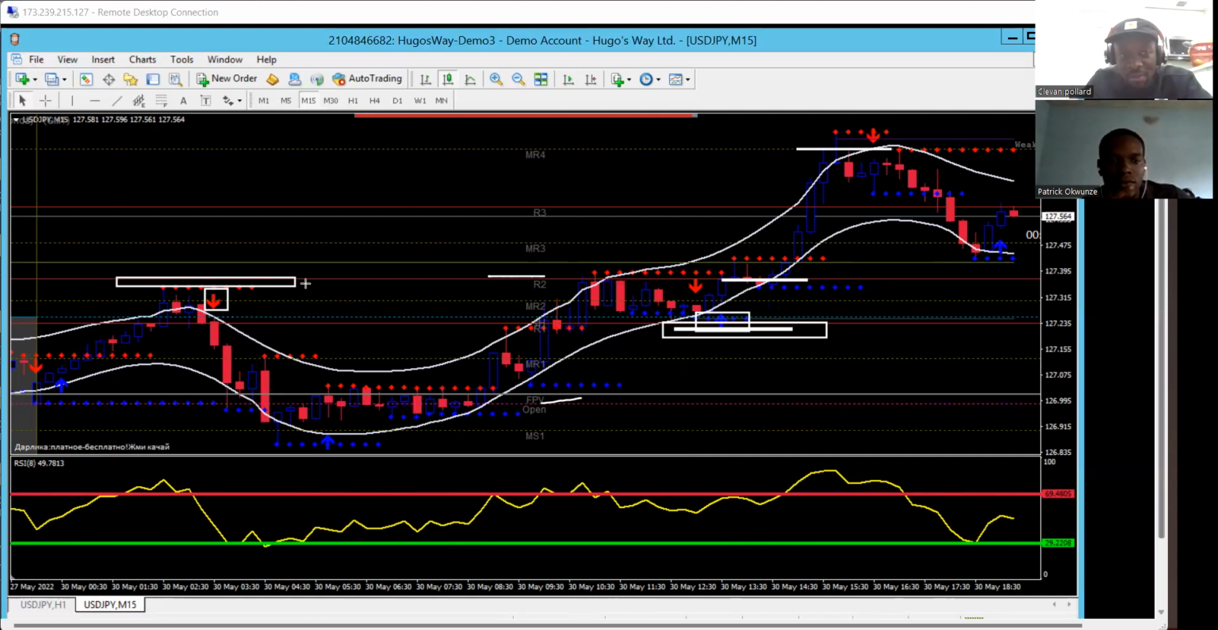There's a resistance level right here. This is a tight resistance level, but there's always going to be a resistance level, always. Even something like this, I would not even take this trade, because right now you can see the band is still pointing downwards. The band is still pointing downwards.